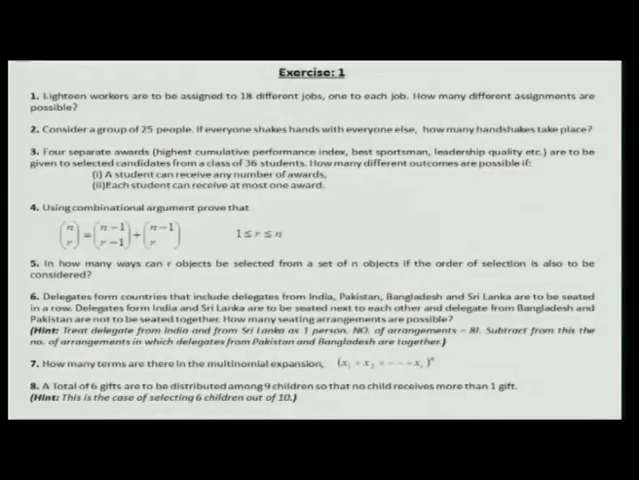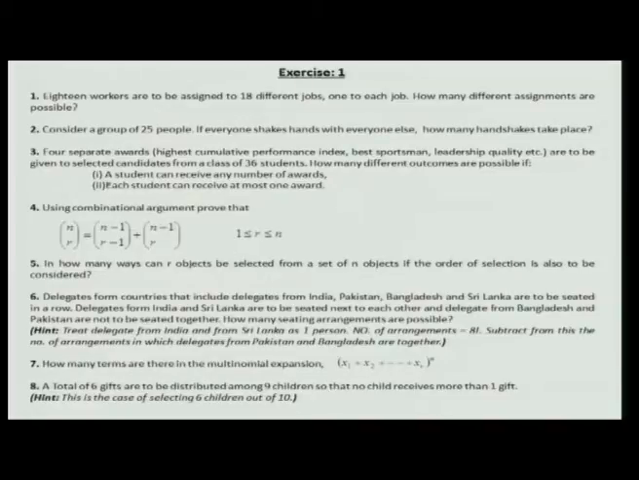Now, in case a student can receive any number of awards, then it will be a different number of arrangements that you can have, or different ways in which the 4 awards can be given to a student or more than one student. But in number 1, the condition is that the student can receive any number of awards. So, you have to do a counting in that way. So, in number 2, we say each student can receive at most 1 award. So, that means either a student receives an award or a student does not receive an award. So, this is the way you have to count.